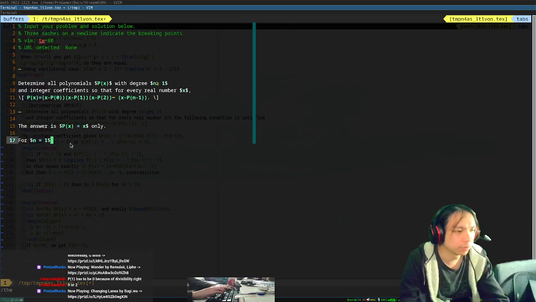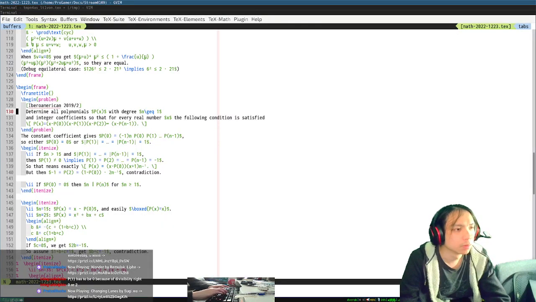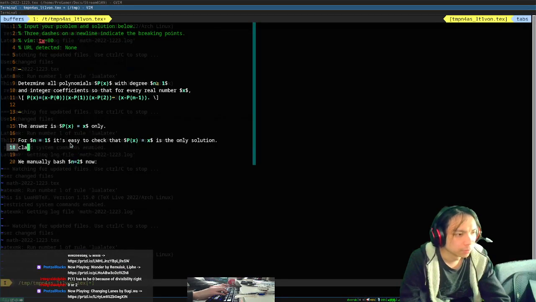For n equals 1, it's easy to check that, yeah. Manually bashing n equals 2 now. Okay, so claim: if n is greater than 1, we prove there are no others.